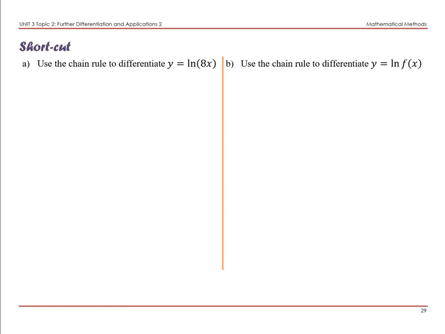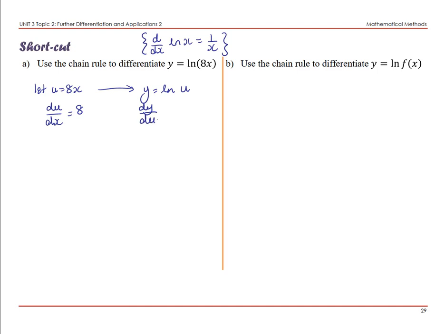Use the chain rule to differentiate y equals ln of 8x. Now remember, you only have on your formula sheet that d dx of ln of x is 1 over x, right? You can learn the shortcut, or you can use the chain rule. So chain rule, let u equal 8x, which means I now have y equals ln of u. Differentiate both, du dx is 8, dy du, using what's on your formula sheet, would be 1 over u. Formula for the chain rule, which is also on your formula sheet.